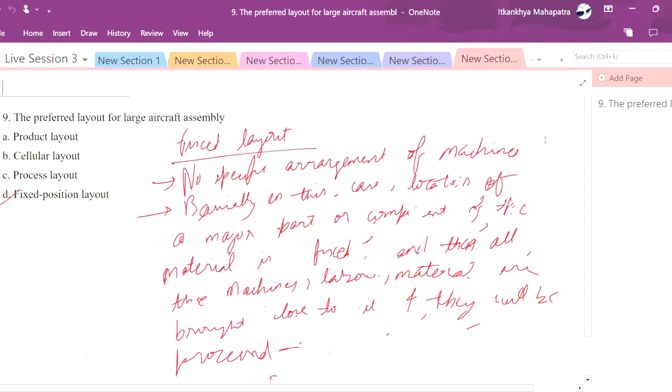Okay, so next, this is about a fixed layout. Fixed layout is where there is no specific arrangement of machines. Basically, in this case, the location of a major part or component of the material is fixed, and all the machines, labor, and material are brought close to it, and they will be processed near to your component.